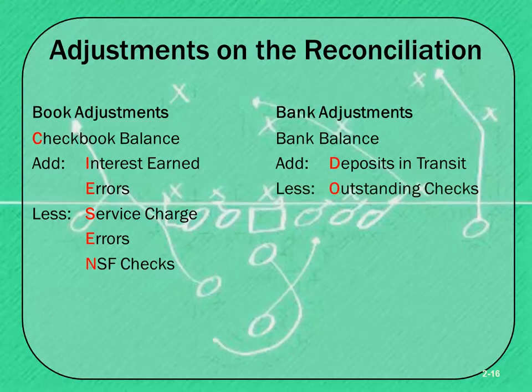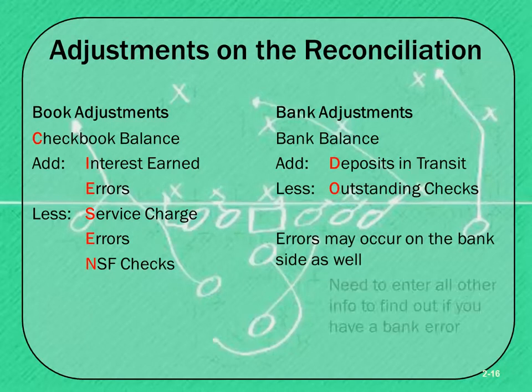Well, you'll subtract the outstanding checks. Those are the checks you have written, but they have not been processed yet by the bank. And that will give you your adjusted bank balance. One thing to look for, you may have errors, but you need to make sure that you enter all the other information first to find out if you have a bank error. So if you've entered all of your book adjustments and all of your bank adjustments, and you just can't reconcile, it's very possible, although unlikely, that the bank did actually make an error. So you've got to be prepared to look for that.